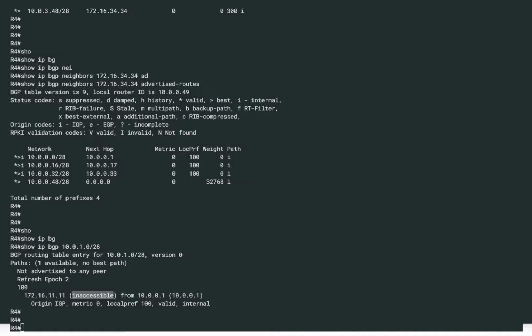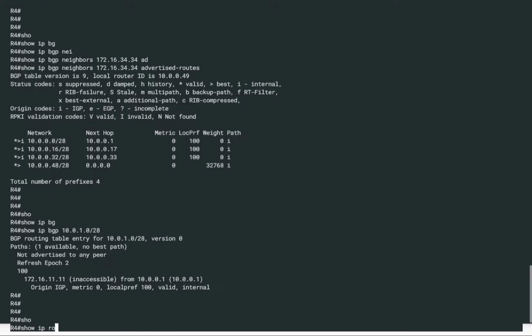So what this output really shows is that the next hop that is being advertised to reach this prefix or route is not accessible. Because of this inaccessibility, the route is not marked as a good route. And because it's not marked as a good route, it is not advertised towards the external BGP peers, because they do not have any way to reach that particular network.